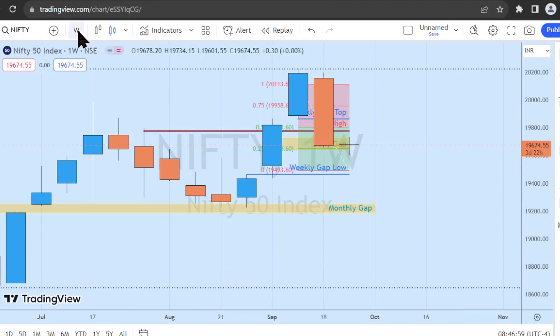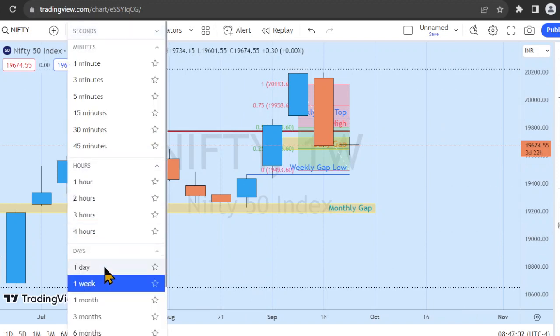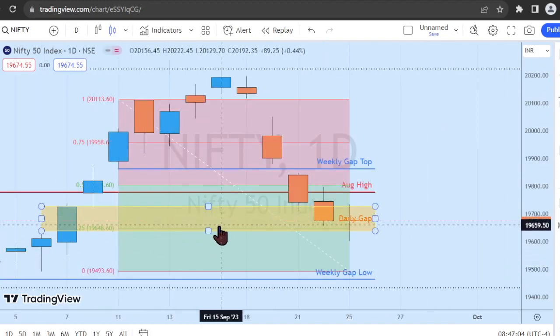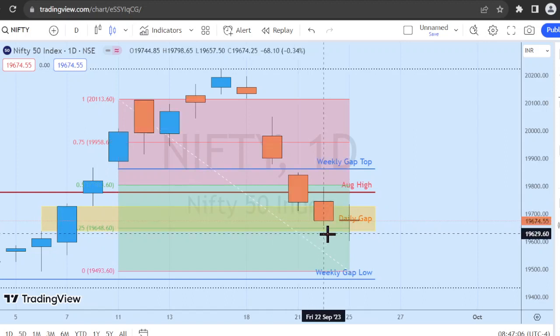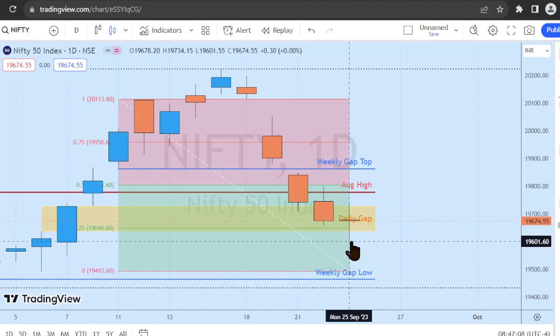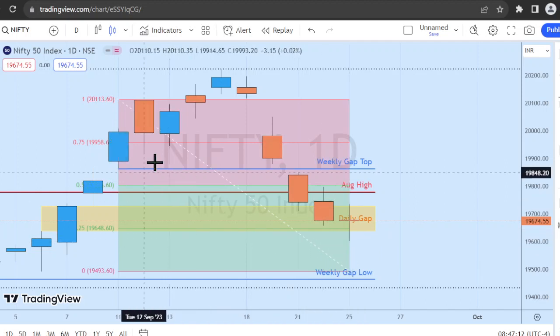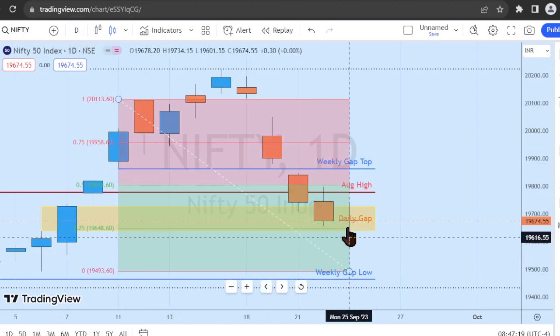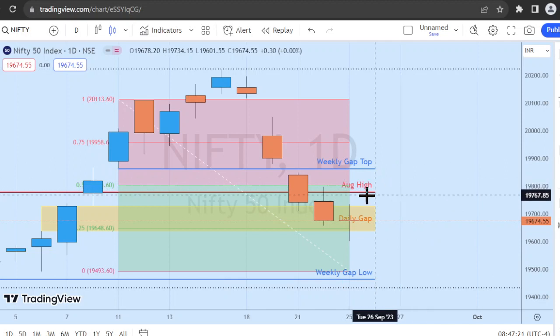So this is on a weekly. Daily, you can see this is the daily gap. It almost came wick through it, and today it wick through it. So from here, I would. That's the weekly low, weekly high, and that's the August, the monthly high.